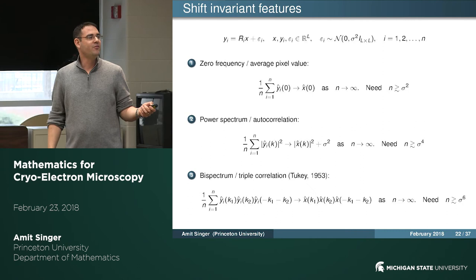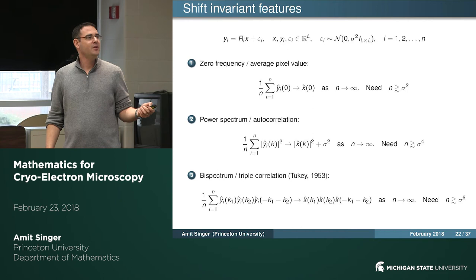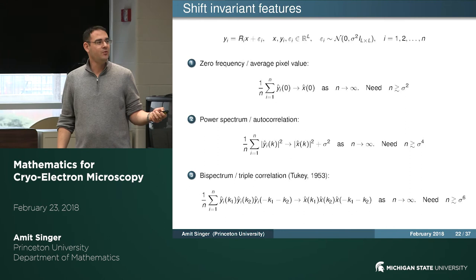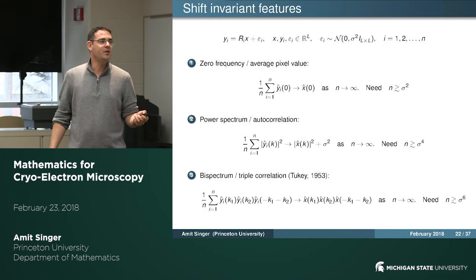And again, after you de-mean your signal, you can show that the bispectrum is unbiased, and by the law of large numbers, you converge to the bispectrum of the underlying clean signal. But now the number of signals should scale as sigma to the 6, okay? Because you took the triple product.